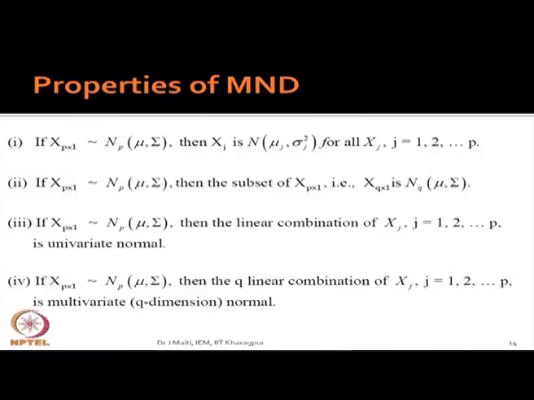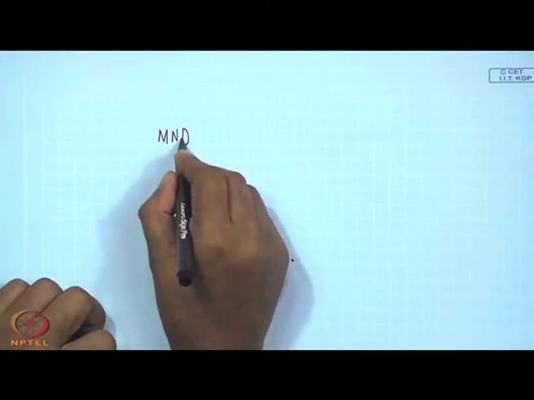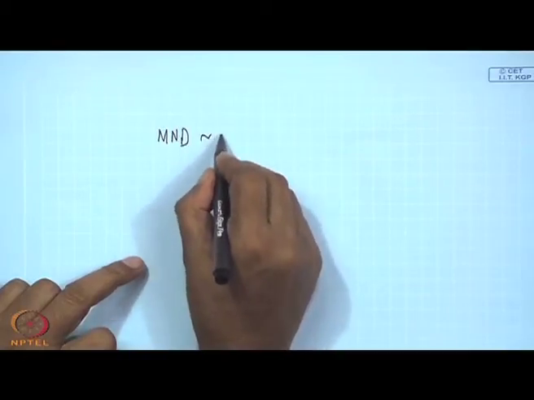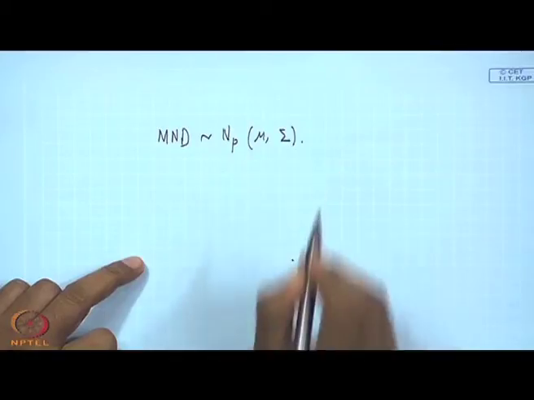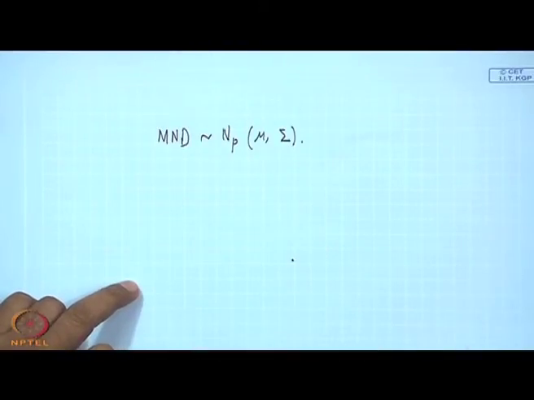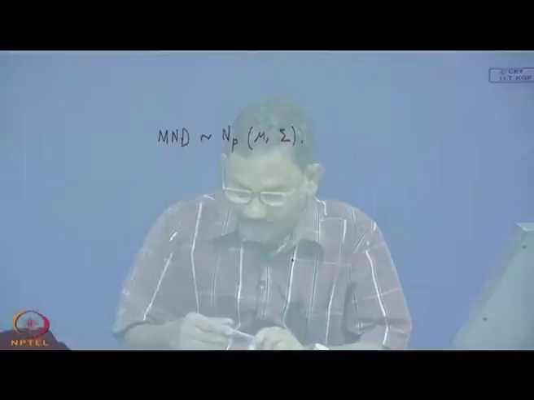Come to properties. The multivariate normal distribution has certain very useful properties. Multivariate normal distribution, that we will denote henceforth as MND. Multivariate normal distribution, which we say is N p, mu and sigma. It has many useful properties. Some of the useful properties I am describing now.